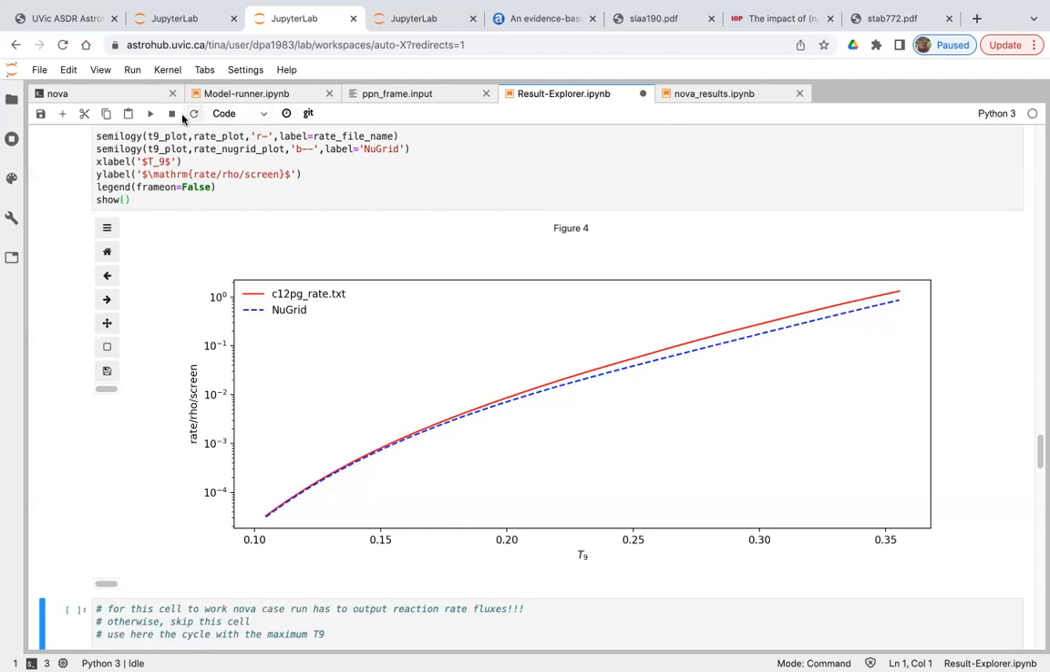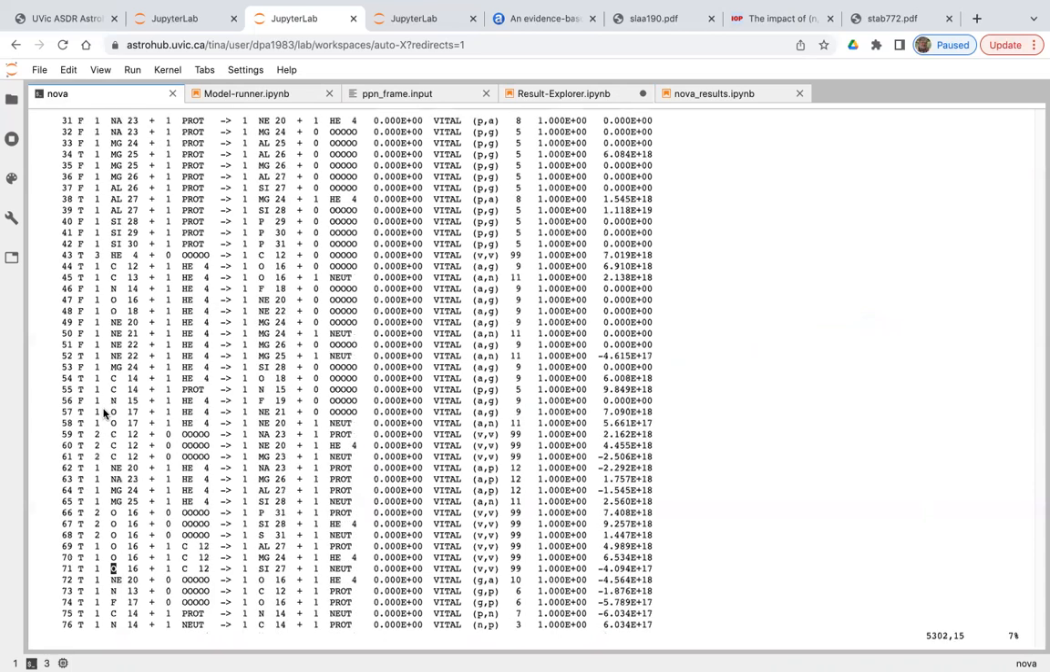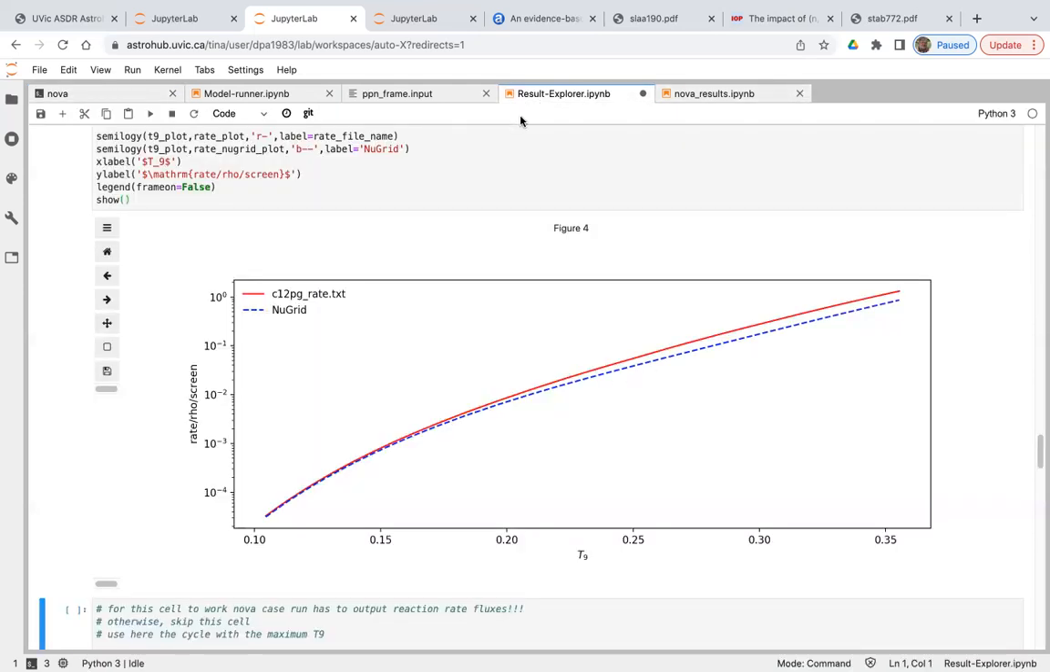This can be checked in the file network_setup.txt. C12(p,gamma) here, you see it's false. So this means that the Vital rate was not used. If you go down, you will see this was actually NACRE. So some simplistic rate comparison can be done in this notebook as well.